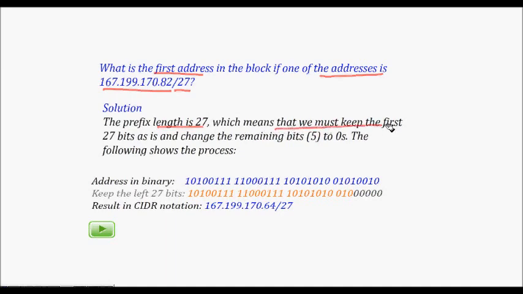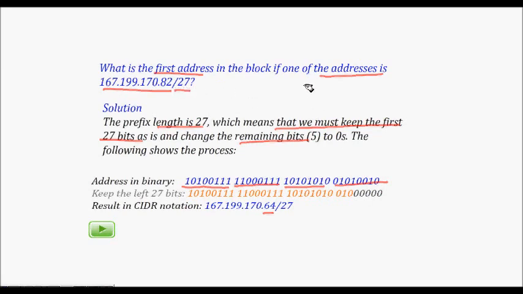The prefix length is 27, which means that we must keep the first 27 bits as they are and change the remaining 5 bits to 0. The following shows the process. The address in binary for this one is there. This is the first, second, third and fourth decimal. We keep the left 27 bits, okay, and the rest of them we put at 0. So the address becomes 167.199.170.64. So we just need to check the last byte.